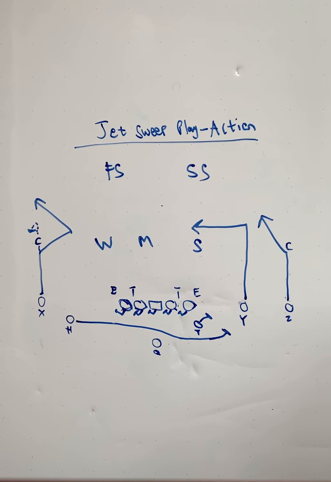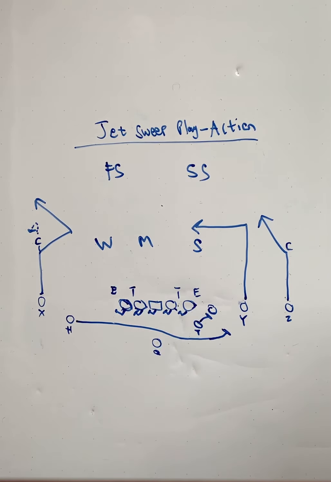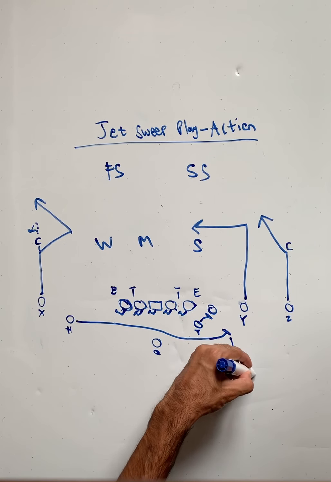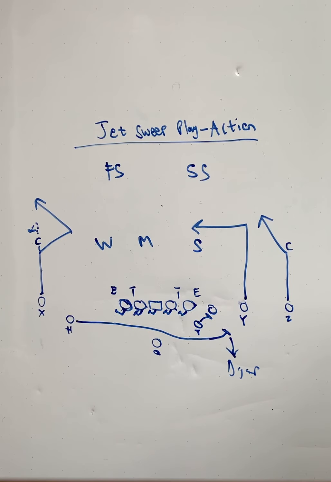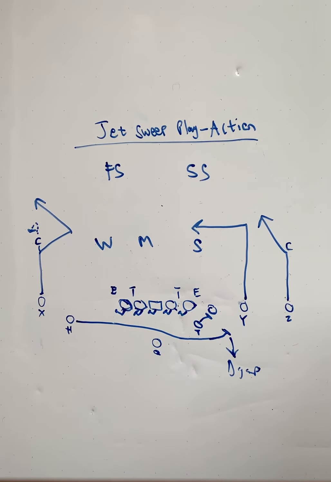our 7-man box, right? Our 7-man front. The protection stays the same. You still got the tailback coming outside, the H. So this is going to be the C gap, right? Sorry, that was a bad C. And this is going to be D gap. All right.